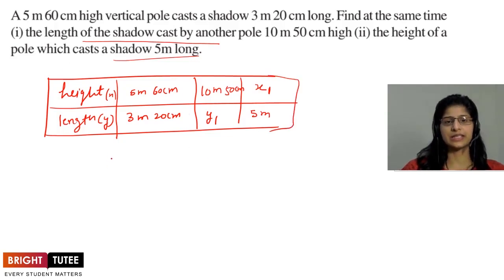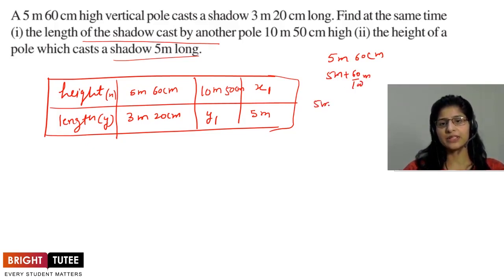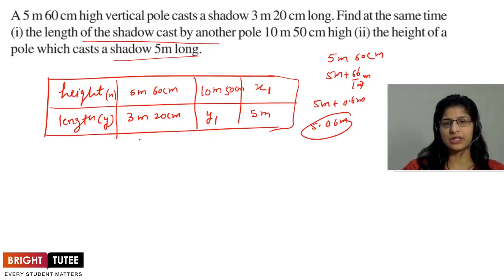Right? So just see. 5 meter 60 centimeter. So 5 meter plus 60 upon 100 meter. Right? So 5 meter plus 0.6 meter. We get 5.06 meter. Right, so like this we can convert into meters.